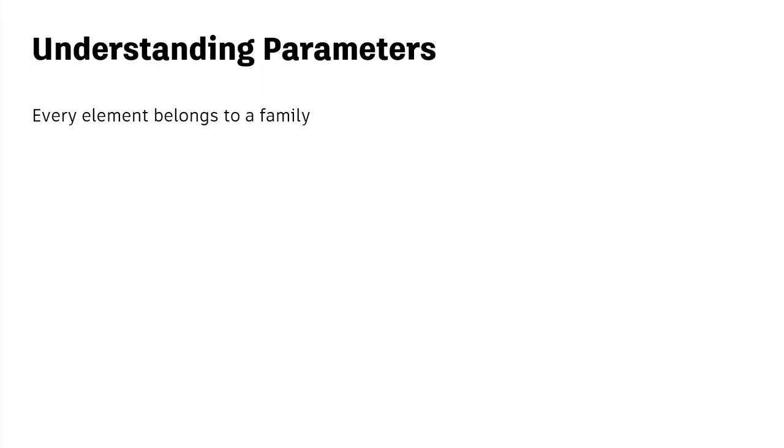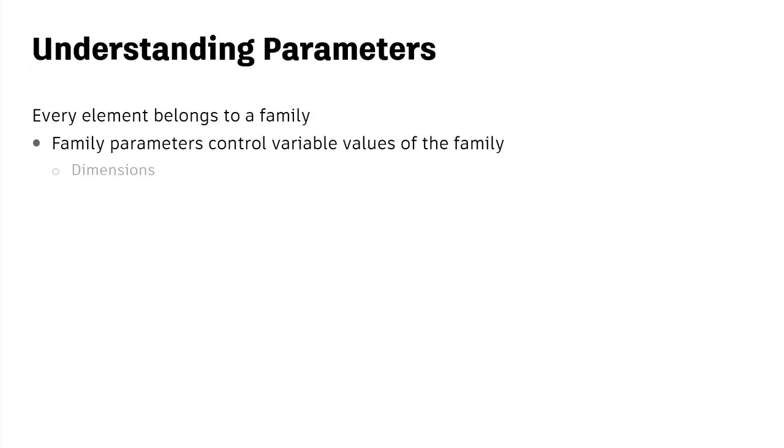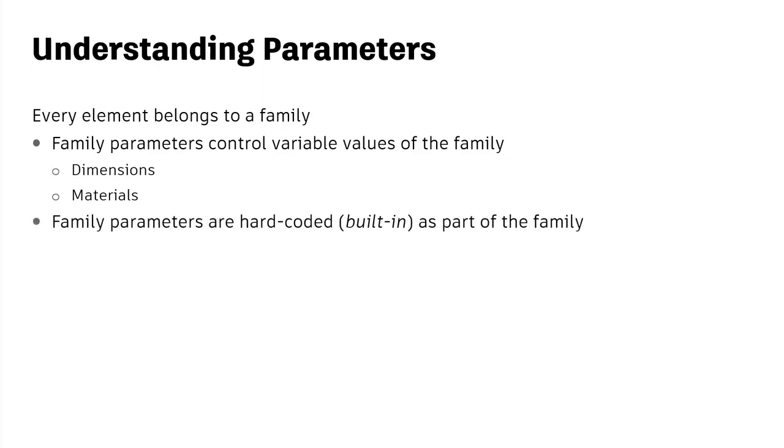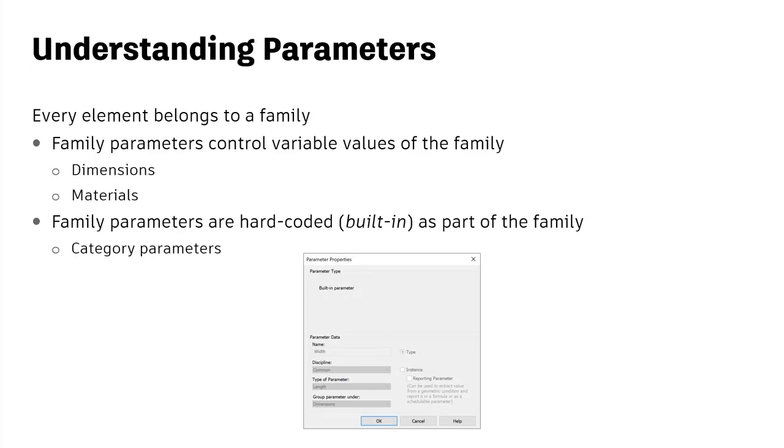Every element in Revit belongs to a family. Family parameters control variable values of the family, such as dimensions or materials, and are specific to the family. Family parameters, such as width and height, may be used in a door family to control the dimensions of the different door types. Family parameters are built in or hard-coded as part of the family. Since these parameters are based on the category, they are also referred to as category parameters.